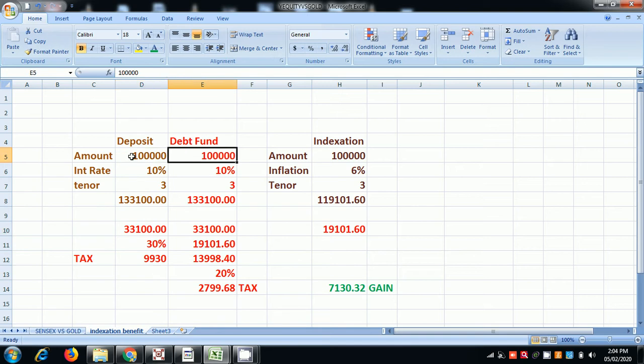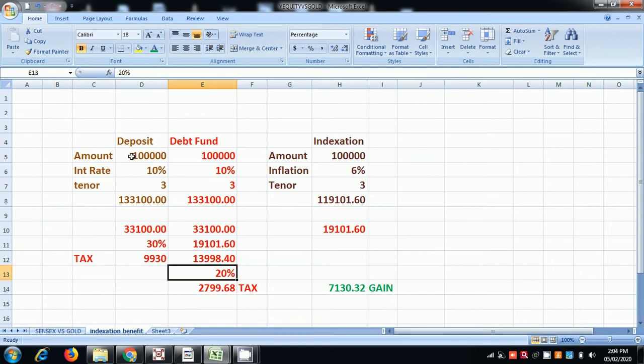Now let's take a debt fund. In a debt fund, you have the same 10%, let's say 3 years, same value. Here, in that gain of 33,000, you adjust 19,101, that's the cost of inflation for 3 years, and the net is this minus this. So your net return is only 13,998 because of the indexation benefit. With indexation in debt funds, you pay 20% tax. That means on this amount you pay 20% tax, which is 2,799.